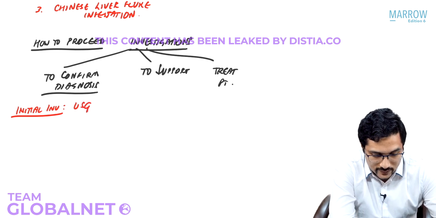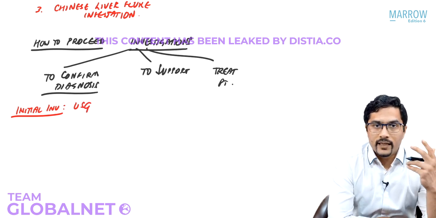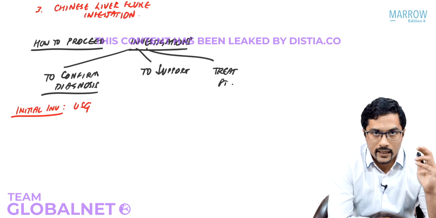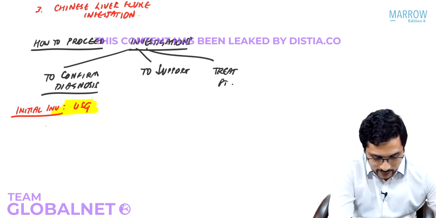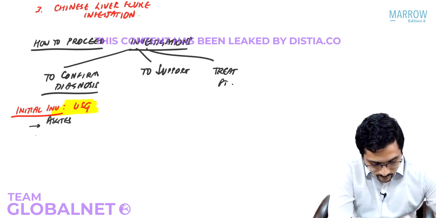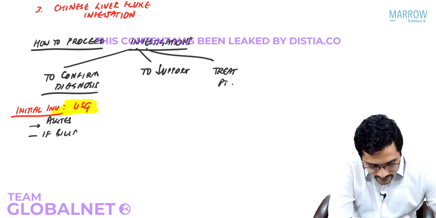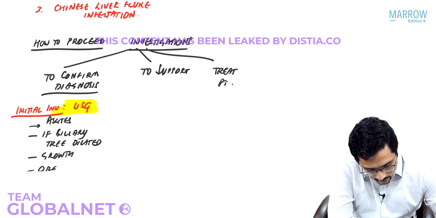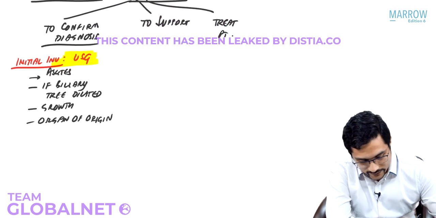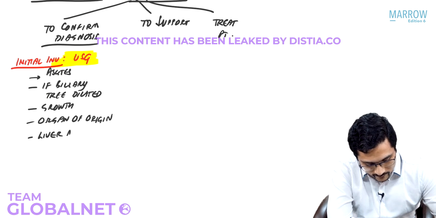So to confirm the diagnosis, the initial investigation, you always have to answer this. This is very important. Don't straight away say CT, MRI. Say initial investigation is ultrasound. What will ultrasound tell you? Ultrasound will tell us about ascites, if biliary tree is distended, if biliary tree is dilated. It will tell us about the growth, the organ of origin, and it will tell us about liver metastasis, if they are present or not.